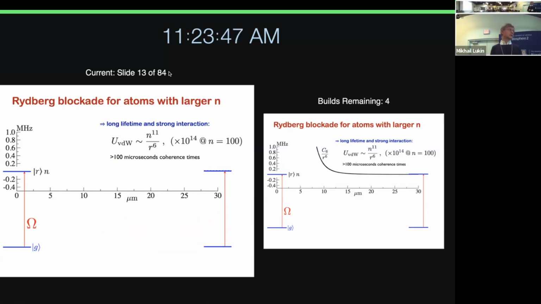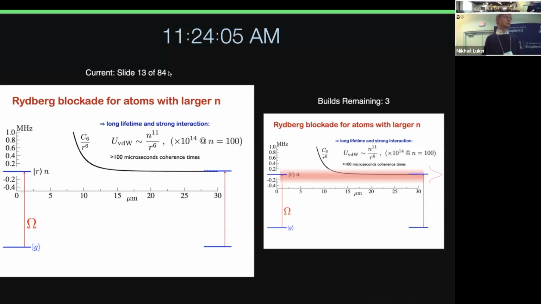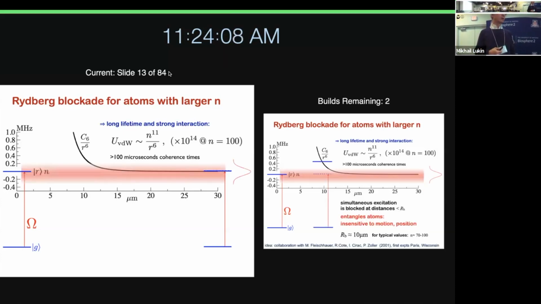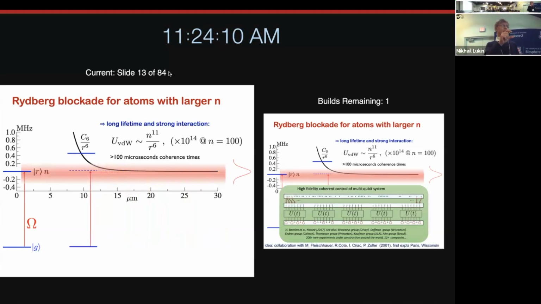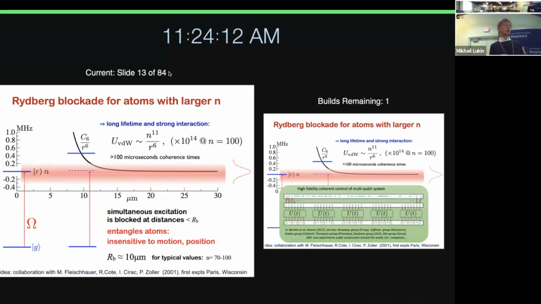If you take a pair of atoms and excite them from the ground state to the Rydberg state with resonant light beams, then if the atoms are very far away, they won't interact. They just undergo independent Rabi oscillations. However, if you start bringing these atoms together, eventually this interaction will take over. And what it means is that if you still try to excite the atoms resonantly, you will be able to excite one atom or the other, but never both. So the simultaneous excitation is blocked at distances smaller than the Rydberg blockade radius.